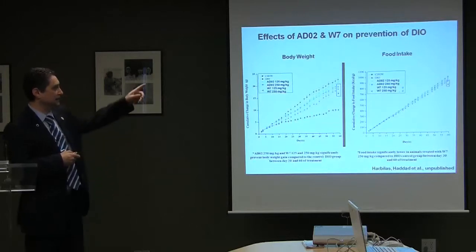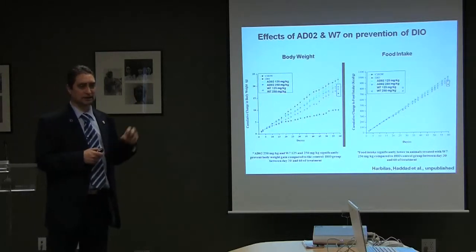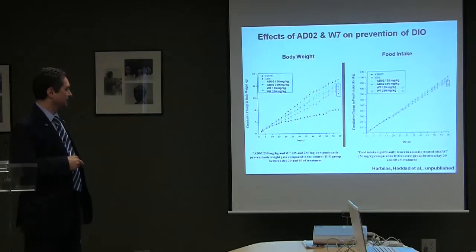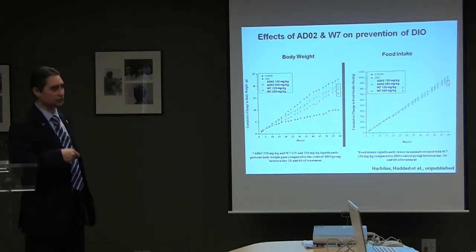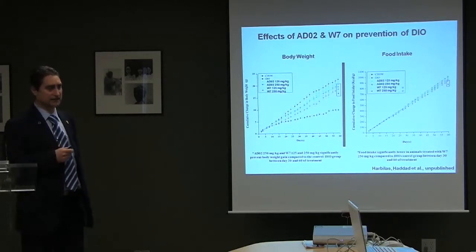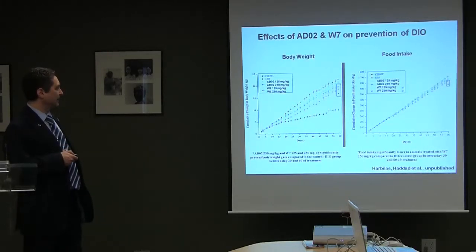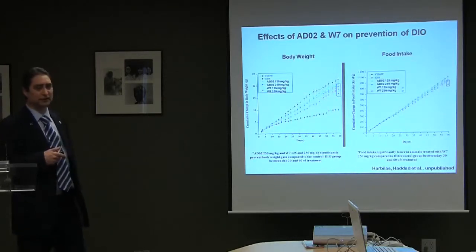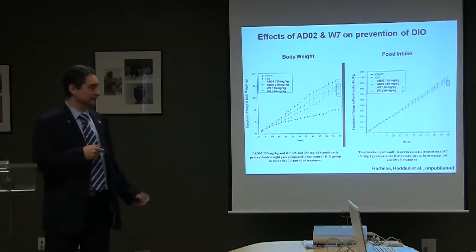Then she took the same diabetes-induced obesity model, so the little fat mice that I showed you. This is what the little black mouse looks like. This is its body weight over the days or the weeks that I showed you. And this is what the fat mouse looks like. So you see it's more than double the weight of its lean friend. And look at what happens when you give these plants, forget about AD02, but concentrate on W7. You see that it's a good third less weight gain.